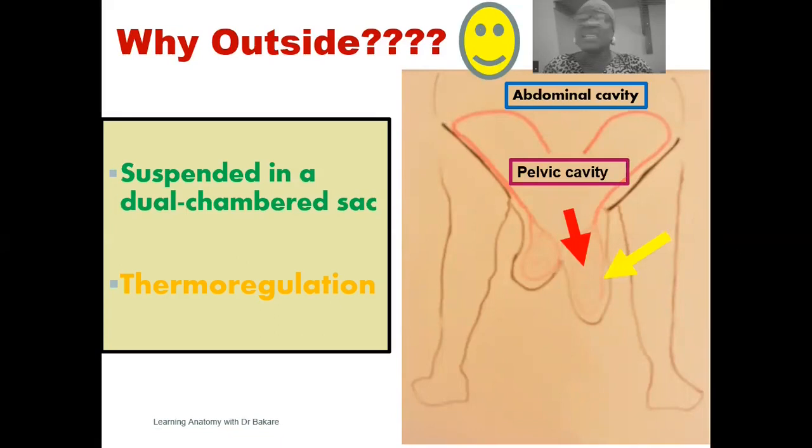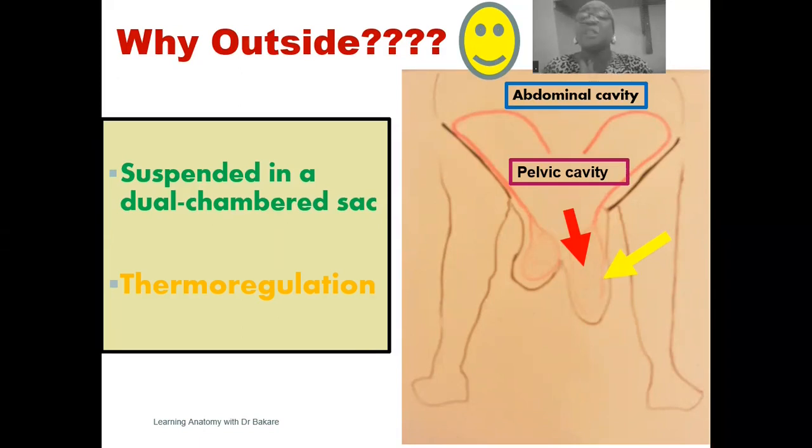The scrotum, we say that it is a dual chambered sac that is made up of a number of layers to act as a protective coat for the testis. We know that the testis is a very delicate organ and of course needs to be protected. Even though it is located outside the body, it also needs a form of protection. And this is why you see it enclosed by this dual chambered sac that is referred to as a scrotum.